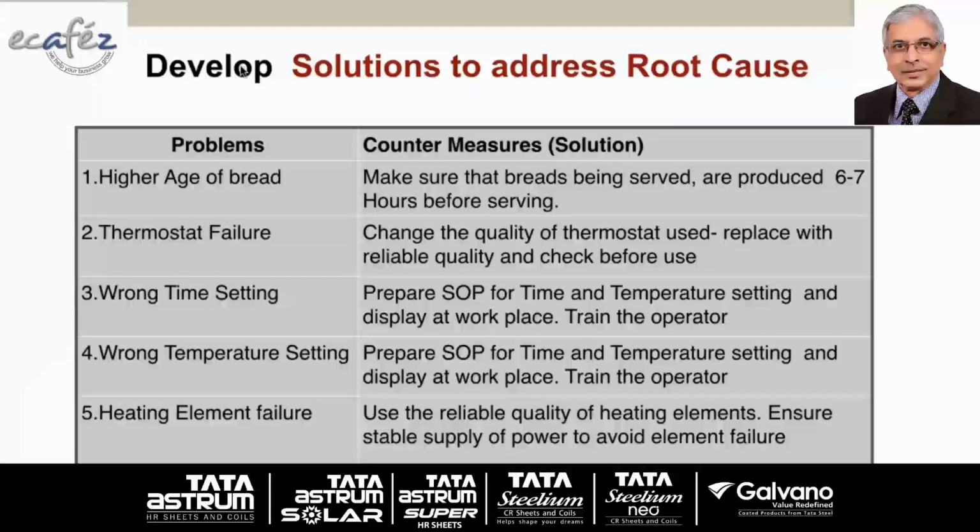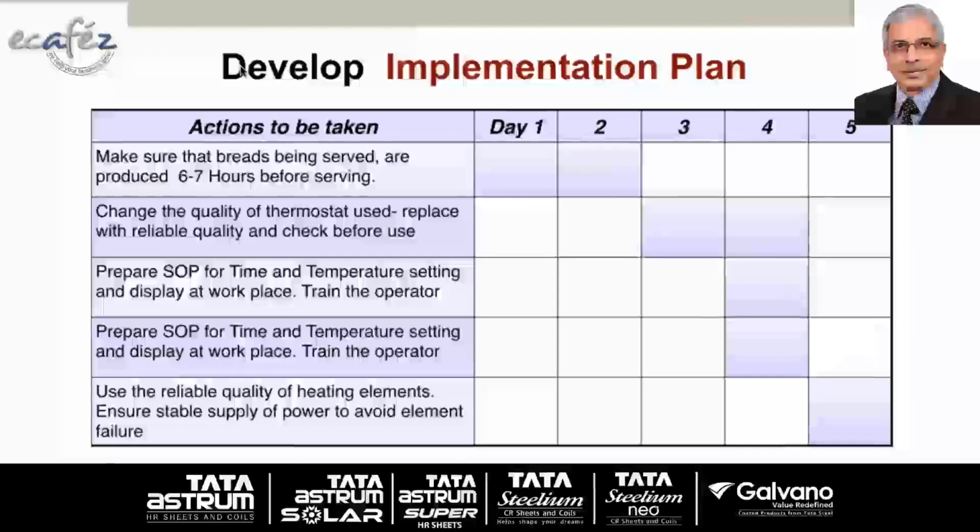Now, based on that, you have to develop solutions. For all 5 problems, the solution only the team knows. For higher age of bread, it means within 6 to 7 hours you have to use it. Thermostat failure, the quality of thermostat should be improved. Wrong time setting, SOP should be there and it should be displayed so that no wrong setting is done by the operator. Wrong temperature setting, same SOP. And heating element failure, reliable quality of heating element should be used so that the toaster doesn't break down.